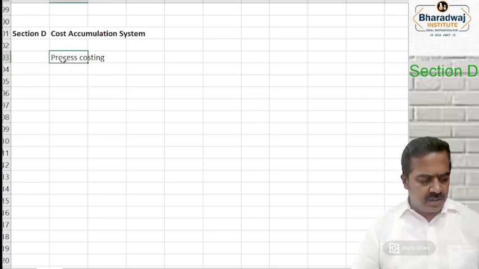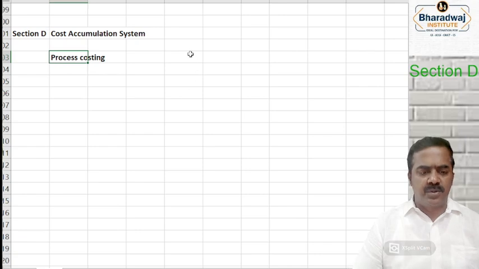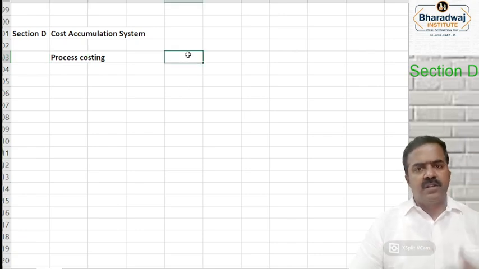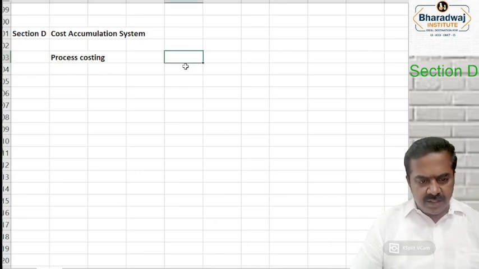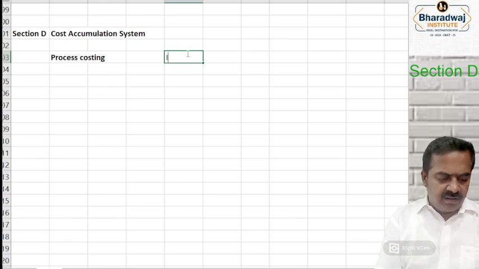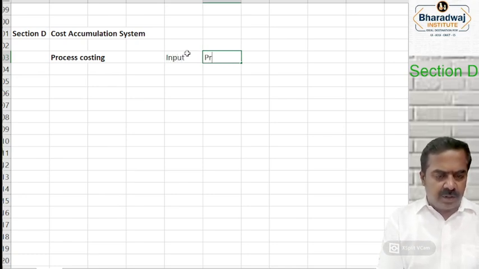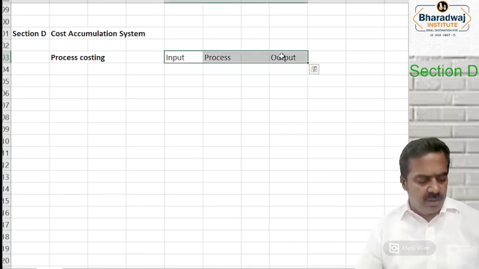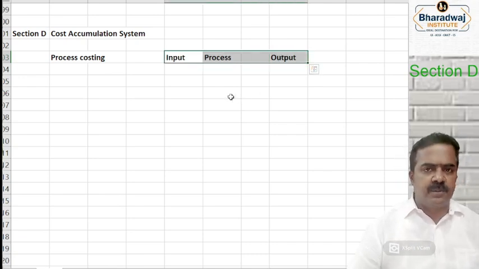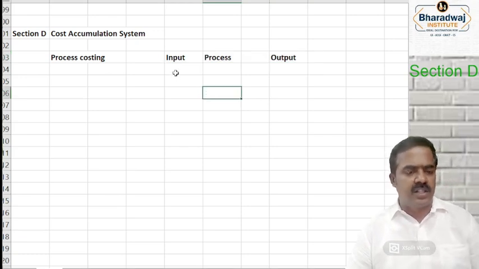What is a process, or when is the process costing method used? When a product is processed through multiple stages. Okay, there will be an input, there will be a process, and of course there is going to be an output. Output of the first process becomes input for the next process.